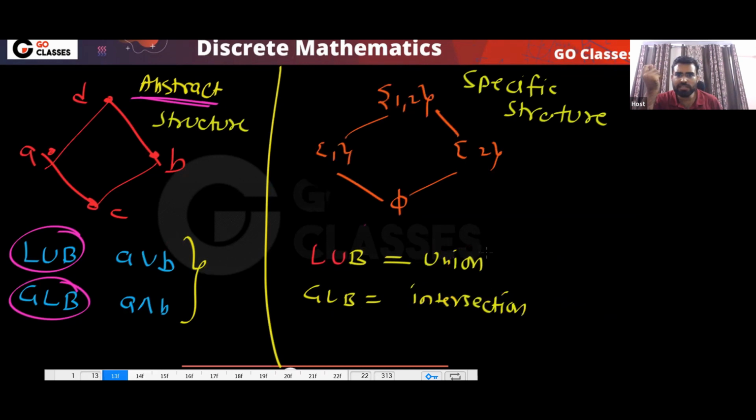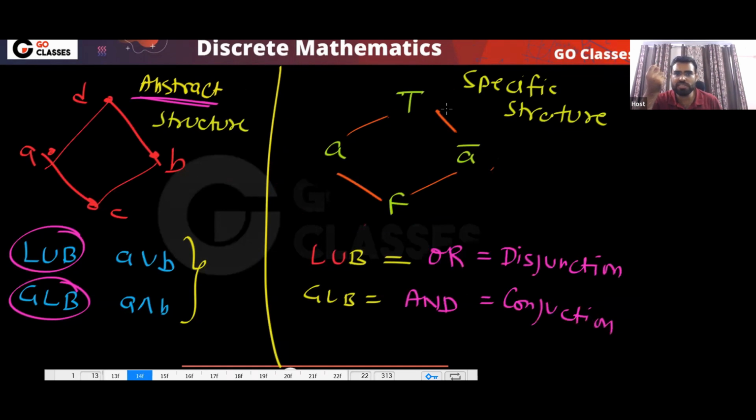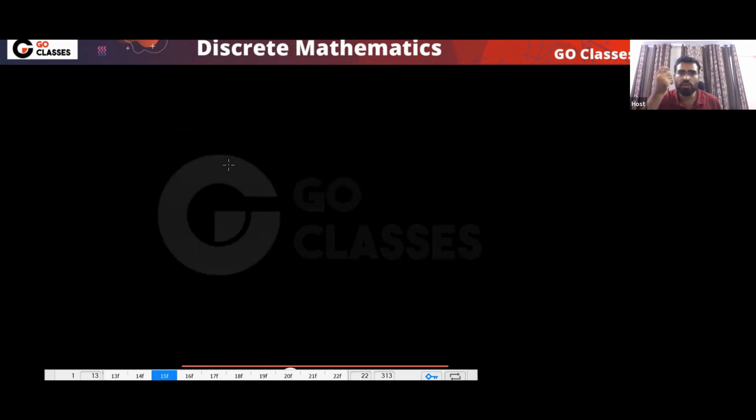So tell me one thing. This union, does it change its name? Will it ever change its name anywhere? This union will never change its name. This intersection will never change its name. But this LUB is changing its name, right? For this structure, the LUB is becoming union. For this structure, LUB is becoming disjunction, right? Yes or no?